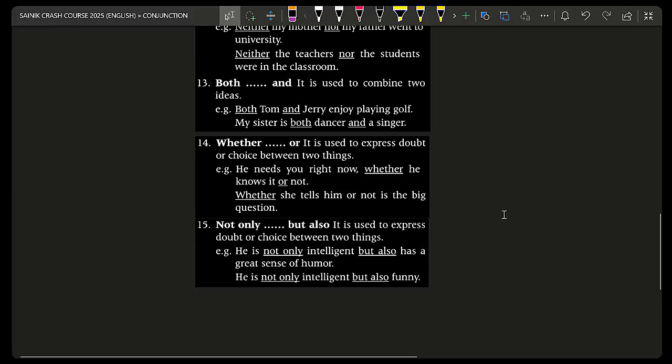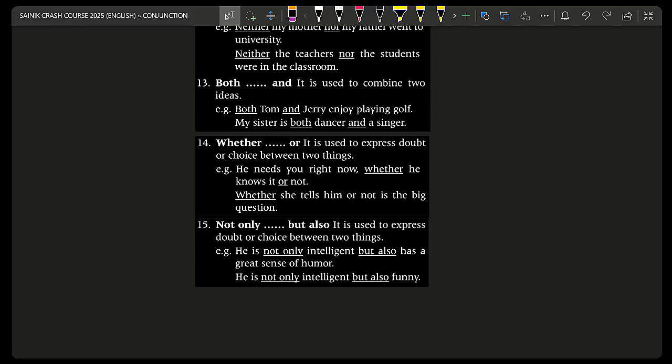Not only but also is used to combine two qualities, unlike whether or. He is not only intelligent but also has a great sense of humor. So two different qualities we want to say about the person or anything, we can use not only but also. He is not only intelligent, that means he's intelligent. More than that, he has one more quality. What is that? But also has a great sense of humor. So it is a good combination, intelligence and great sense of humor. So he is not only intelligent but also funny. So both of them are mostly having the same meaning. So not only but also, saying about more than one quality together, we can use not only but also.